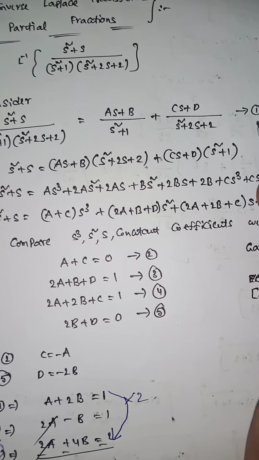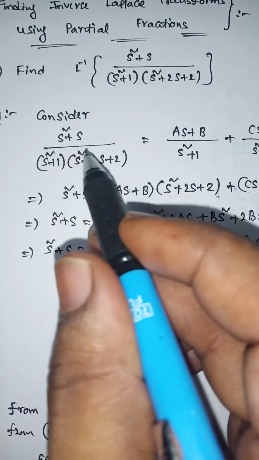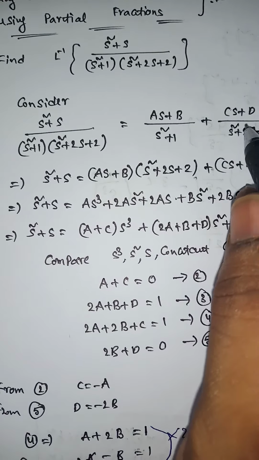After finding these 4 constant values a, b, c, d, substitute these 4 values in 1. This is the one. In 1, a, b, c, d.